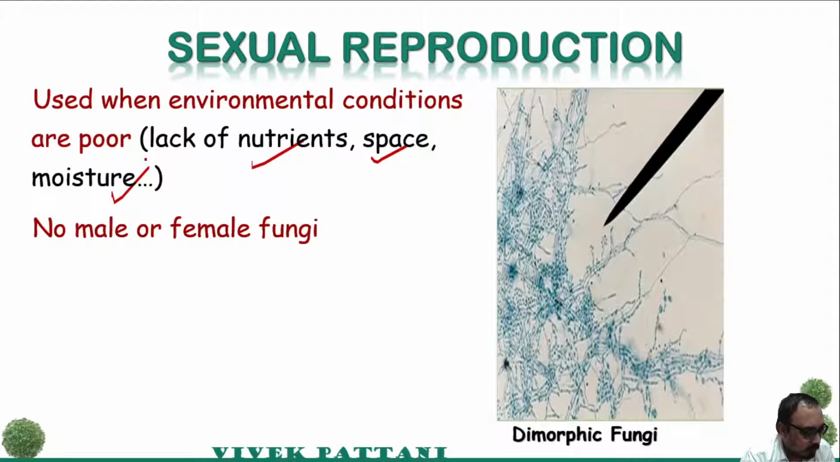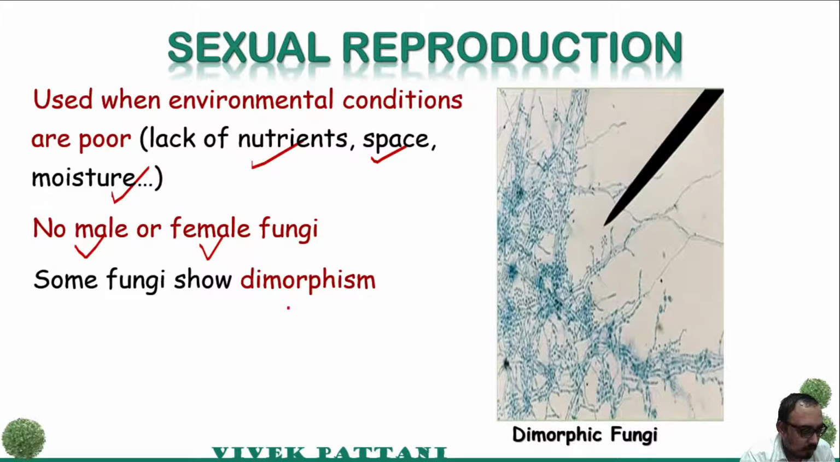There is no such thing as in human beings and animals, such as male and female pigeon. There is no male and female in fungi, but generally plus and minus signs are used to indicate different mating types. And some fungi show dimorphism, which we have discussed in detail, in which fungi can grow as single-celled as well as multicellular.